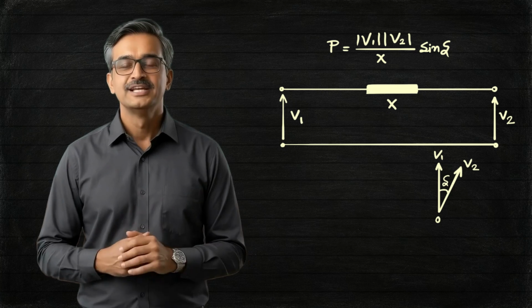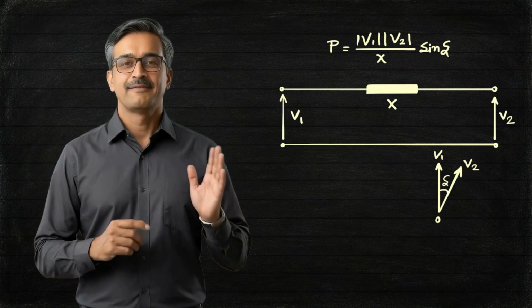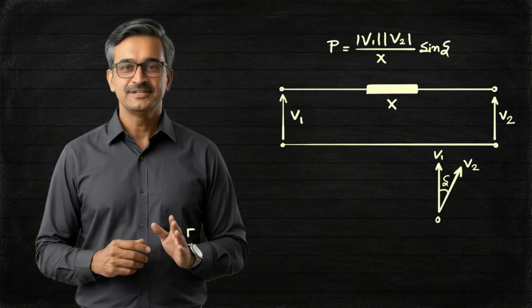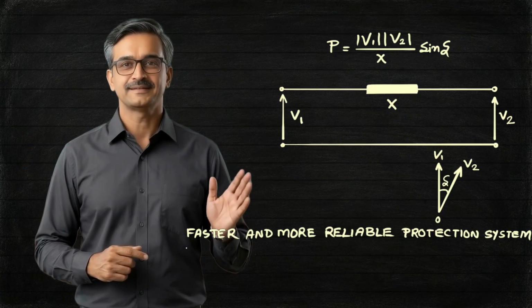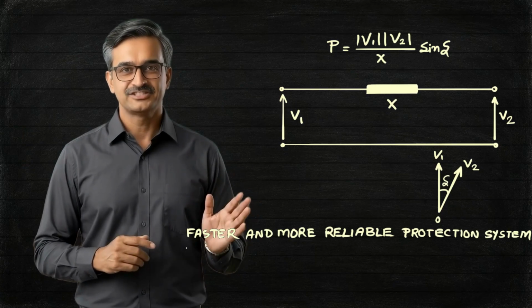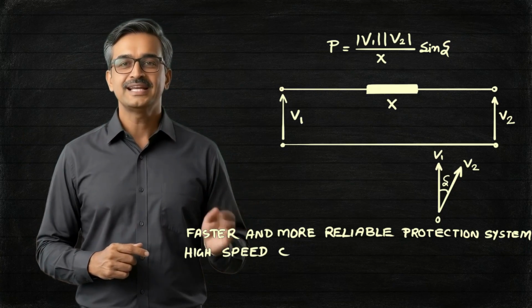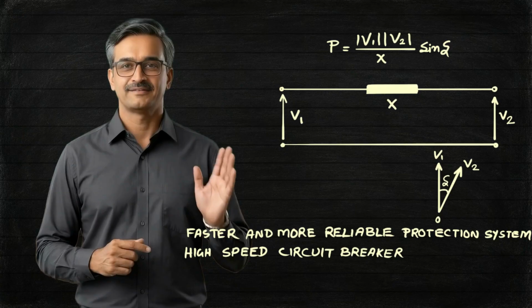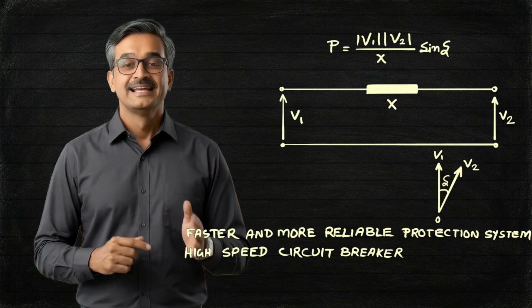Now the important question is, how can we improve the transient stability of a power system? Several practical methods are used. The first method is using faster and more reliable protection systems. The faster a fault is detected, the smaller the disturbance experienced by the generator. The second method is using high-speed circuit breakers. A fast circuit breaker clears the fault quickly, allowing the generator to regain synchronism.